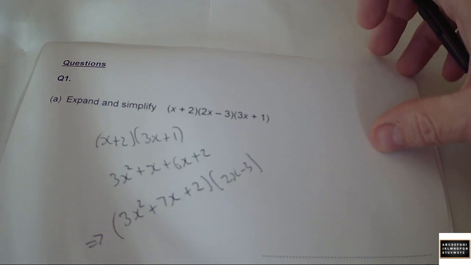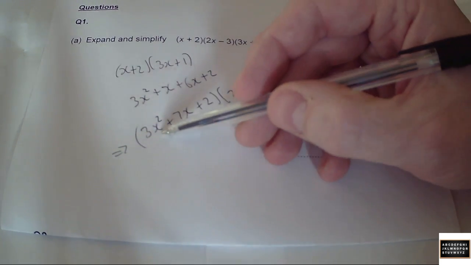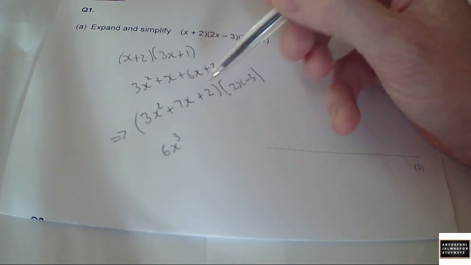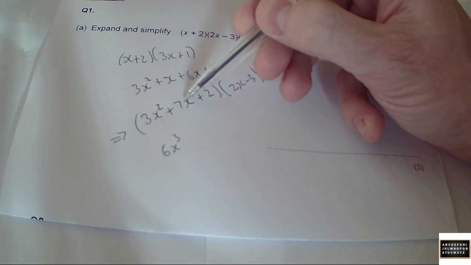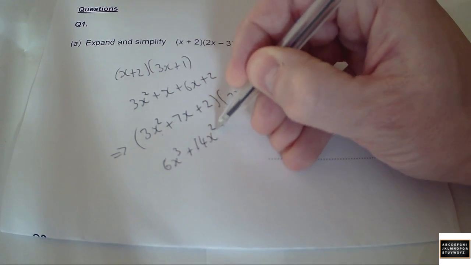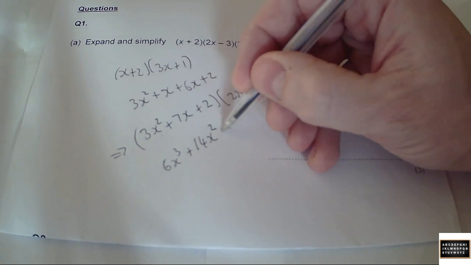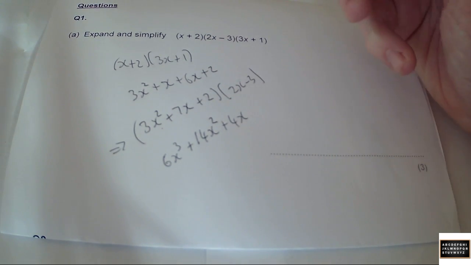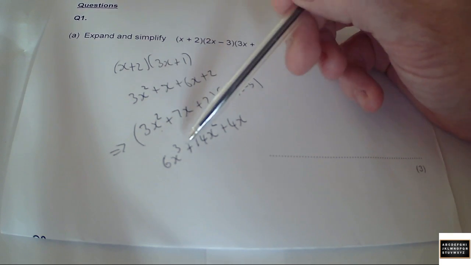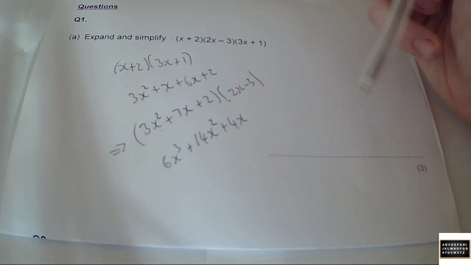So we'll multiply everything by 2x first. So 3x squared times 2x, that's 6x cubed, because an x squared times an x makes x cubed. 7x times 2x makes 14x squared, because x times x is x squared. 2 times 2x is 4x. And then I've multiplied every single term there by this term here. I'm just going to double check to make sure I've got the things right. This was going down in reducing powers, so it makes sense this goes down in reducing powers.